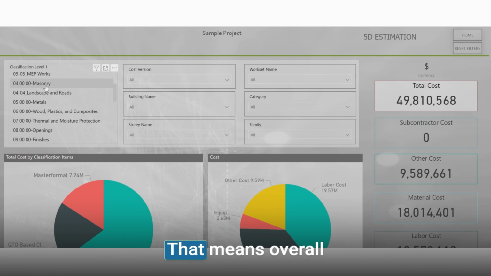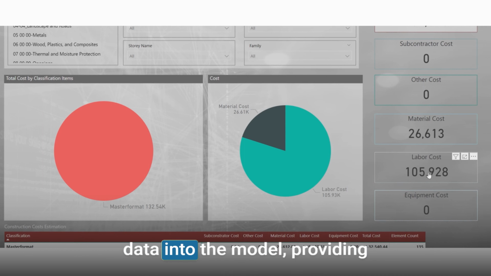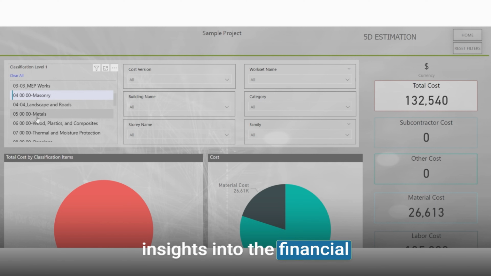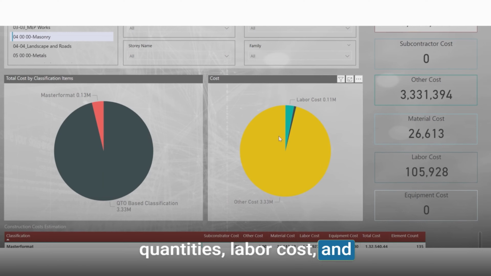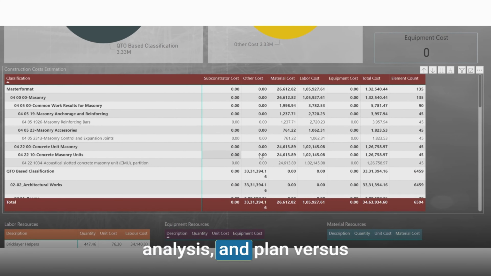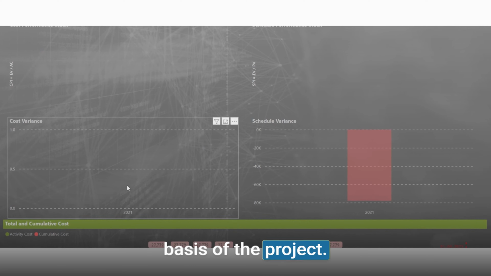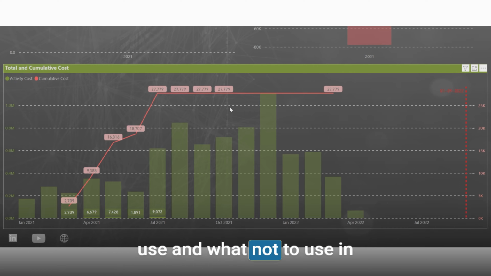Now comes the 5D, which is the money matters. That means overall cost of the project. 5D BIM incorporates cost data into the model, providing insights into the financial aspect of the project. This includes material quantities, labor cost, and overall budget management. Here BIM engineers do delay analysis, earned value analysis, and plan versus actual cost data analysis. This will clearly state the actual data of the project and indicates to the firm the spending analysis on a day-to-day basis of the project. This definitely brings much more clarity to the stakeholders on what to use and what not to use in next upcoming projects.